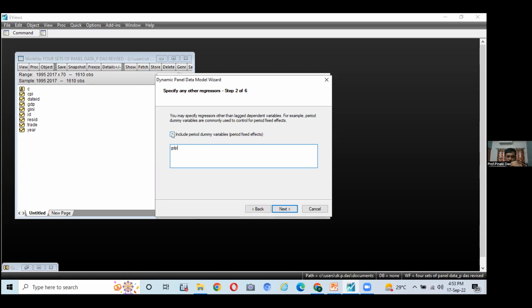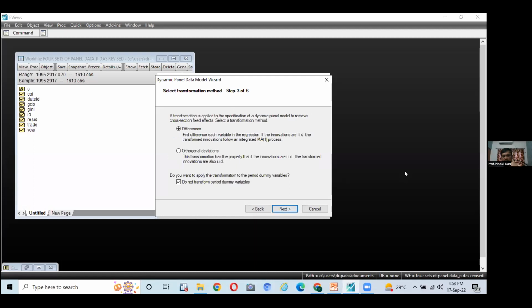Side by side, here we also consider the period dummy. The period dummy, that is the period fixed effect, to address the fixed effect or period fixed effect, that is time fixed effect, time specific fixed effect. Here we consider the period dummy.